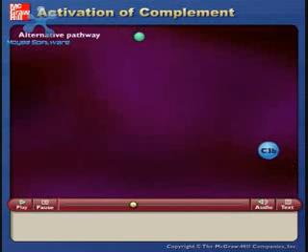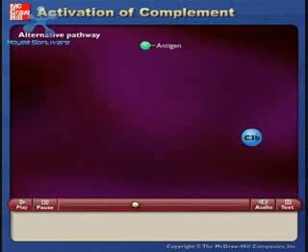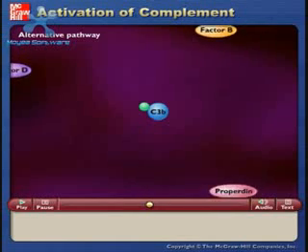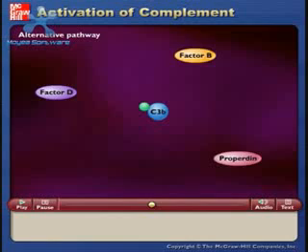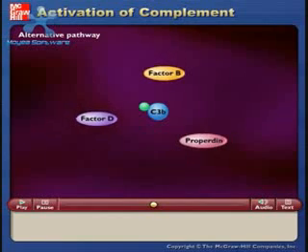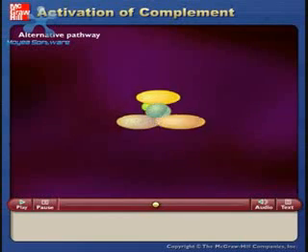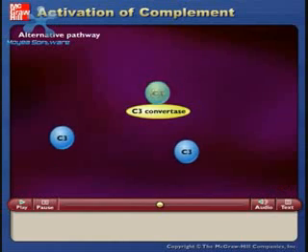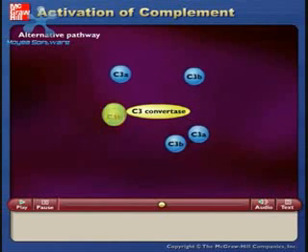In the alternative pathway, antigens such as endotoxin, polysaccharides, or cell wall components react with C3b. Small amounts of C3A and C3b are constantly being formed from C3, but without activation they are soon destroyed. C3b reacts with the proteins factor B, factor D, and properdin to form a complex called C3 convertase, which cleaves C3 into C3A and C3b.